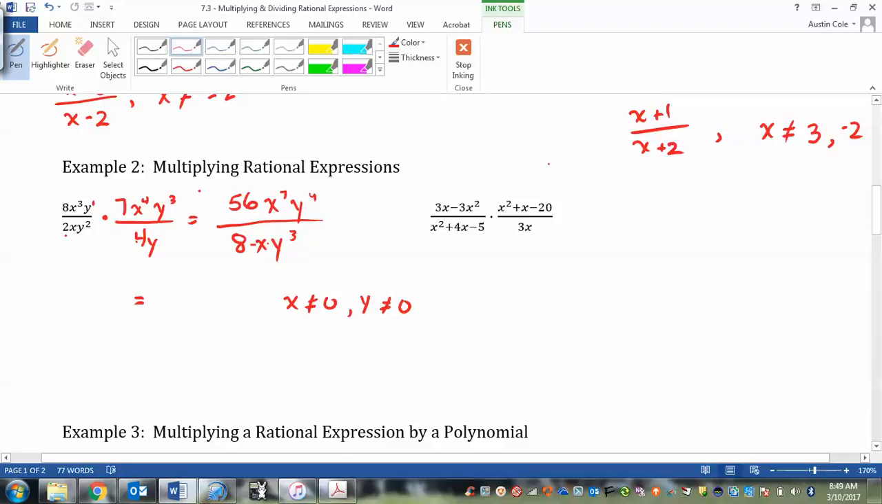Okay, so now I can simplify. What's 56 divided by 8? That's 7, right? Now I have x to the 7th over x. Well, I can cancel 1 x with 1 there to make this a 6, right? So this would be x to the 6th. And then my y, I can cancel 3 y's there with 3 of them there to make that y to the 1st. So our answer then is 7x to the 6th y, but x and y can't equal 0.